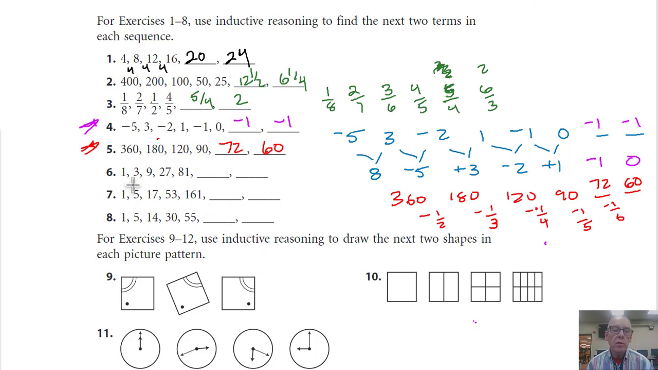For number 6, basically we're starting with 1 and we're multiplying by 3. So 1 times 3 gives me 3, 3 times 3 is 9, 9 times 3 is 27, 27 times 3 is 81, 81 times 3 is going to be 243, and 243 times 3 is going to be 729.